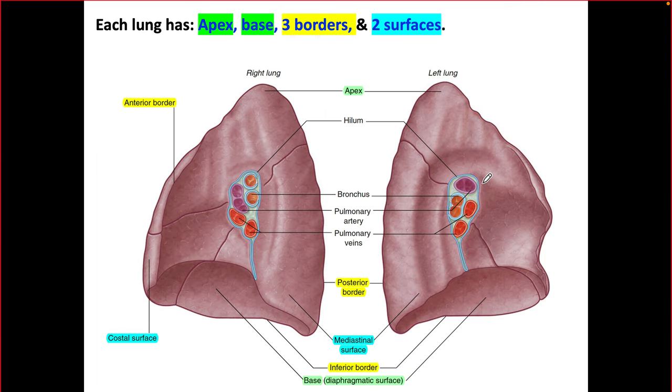So these are general features of the lung. I don't want to consume that much time on it, but you have to know that each lung, right or left, has an apex, and when you have an apex, that means you have a base inferiorly. It has three borders. The anterior border here is sharp, but the posterior border is round and smooth, and you also have the inferior border. The anterior and inferior borders are both sharp, but the posterior is round and smooth. It also has two surfaces: the mediastinal surface and the costal surface, which is not shown in this figure.